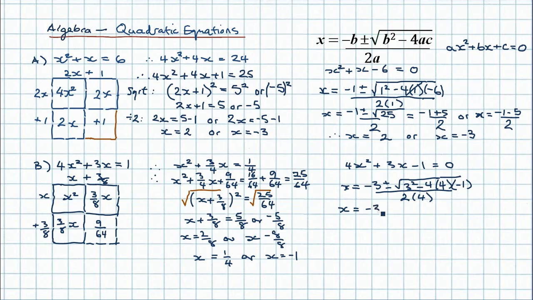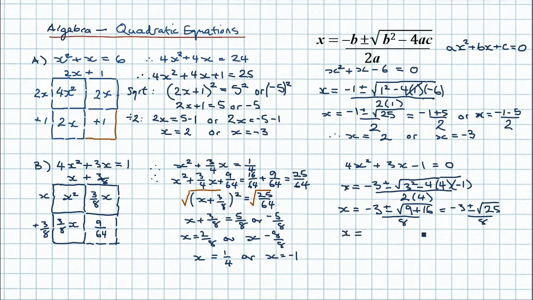Okay, minus 3 plus or minus the square root of 3 squared, which is 9, so let's write 9, minus, well, we've got a minus times a minus here, so it's going to be plus 4 times 4, in other words plus 16, all over 2 times 4, which is 8. I can just sort this out on the same line, so I'm going to write minus 3 plus or minus the square root of 25 all over 8.